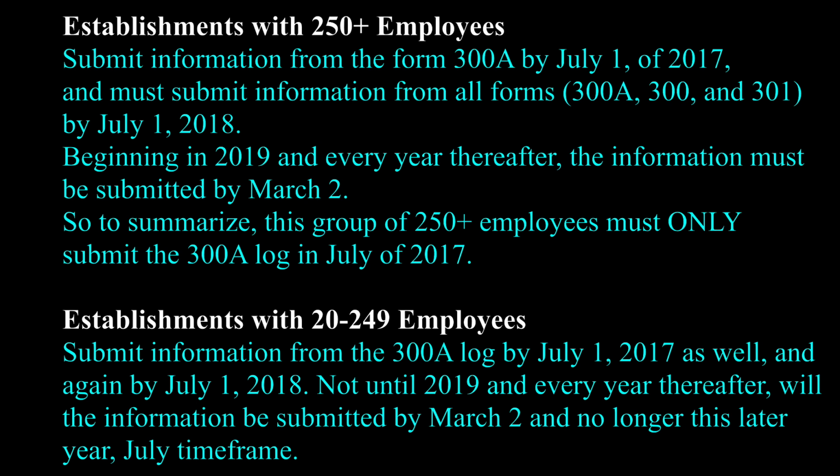Establishments with 20 to 249 employees must begin submitting information from the 300A log by July 1st, 2017 as well. And again by July 1st, 2018. Not until 2019 and every year thereafter will the information be submitted by March 2nd and no longer that later year July timeframe.